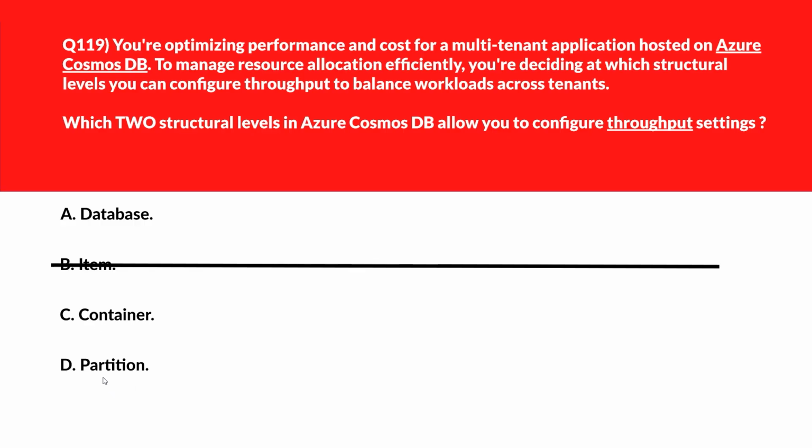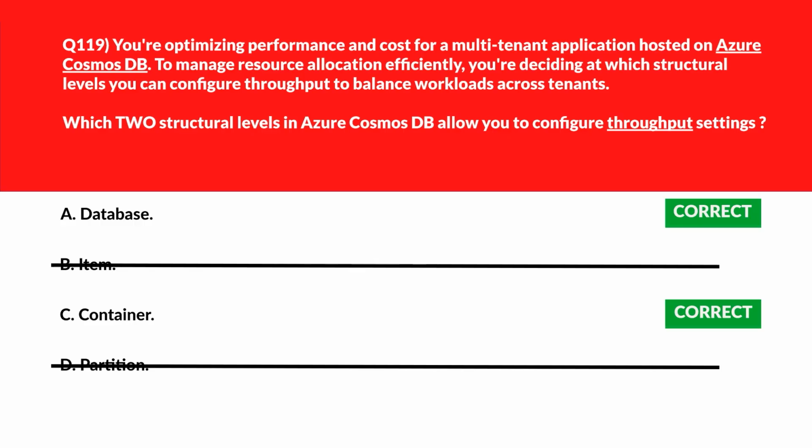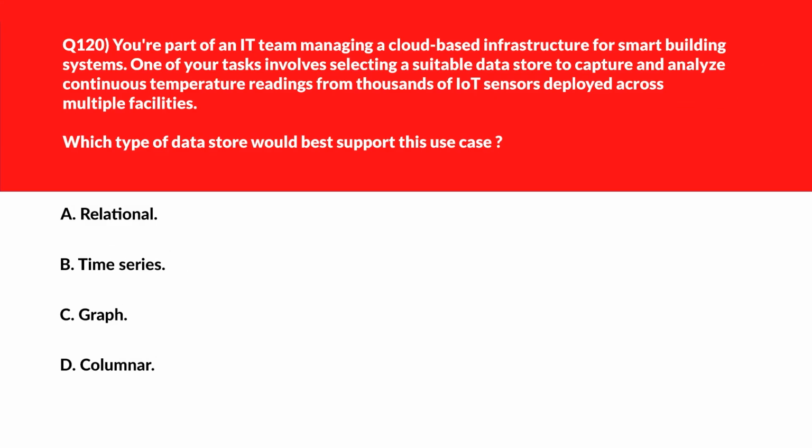D says partition. Partitions are used for distributing data, not for setting throughput. Incorrect. We'll lock option A, database, and option C, container, as the right answer. Let's bring the heat to the snow. This is about analyzing continuous temperature readings.